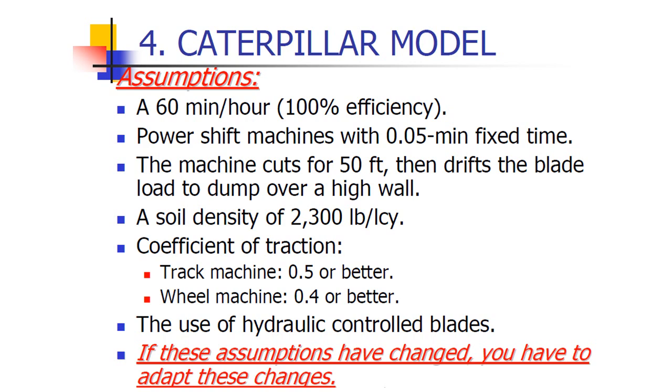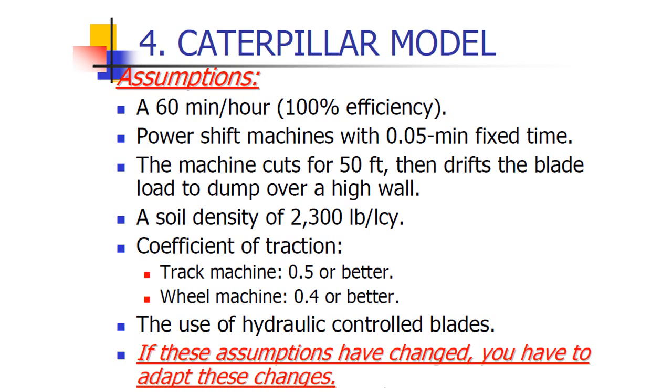The coefficient of traction for a track machine is 0.5 or better. For a wheel machine, it is 0.4 or better. The use of hydraulic control blades. So if these assumptions change, you have to adapt for these changes.